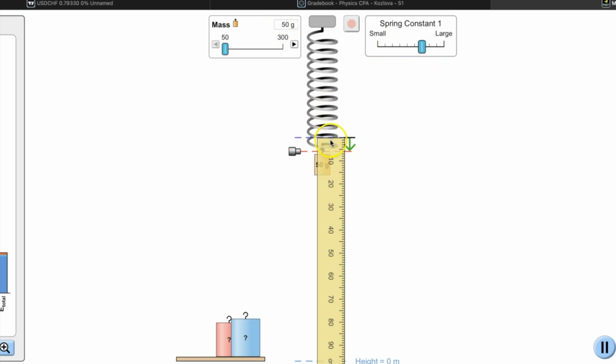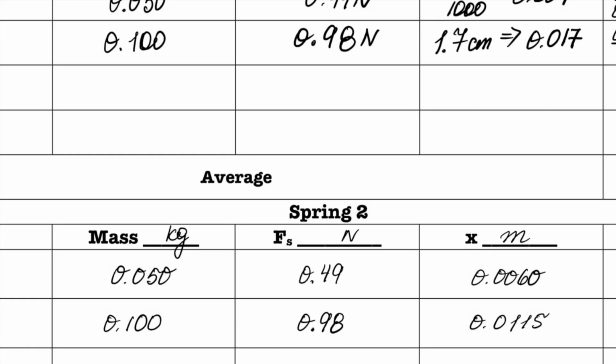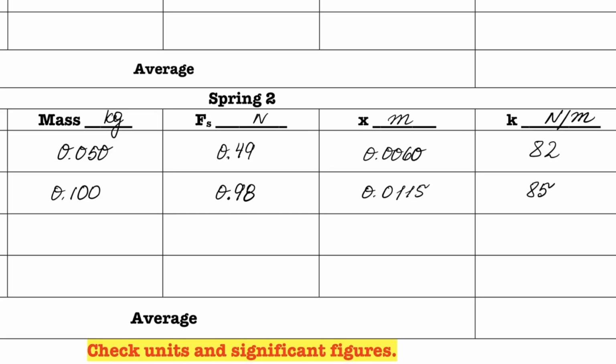And that 50-gram hanging gets me 0.6 centimeters. So that's going to be 0.006. 2 zeros and then 6. And then if I make it 100 grams, once it gets to rest, I read 0.11 and a half-ish. Yeah. 50 grams and 100 grams, the forces are still the same. Then our distances are now 6 millimeters and 11.5 millimeters, 0.0060 and 0.0115. And then that gets me 82 newtons per meter and 85 newtons per meter.